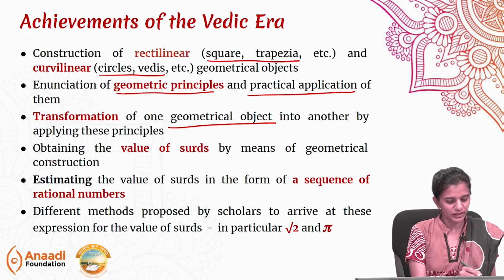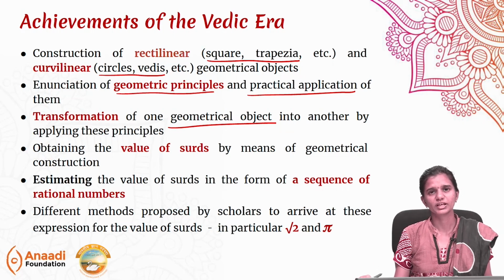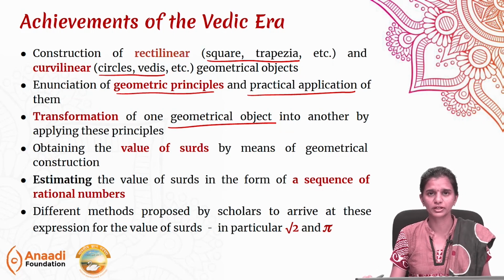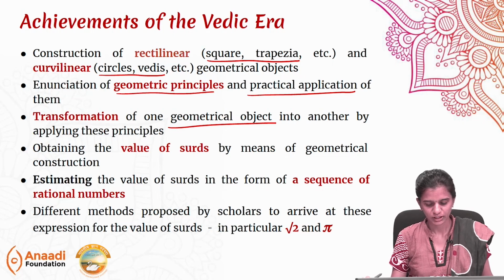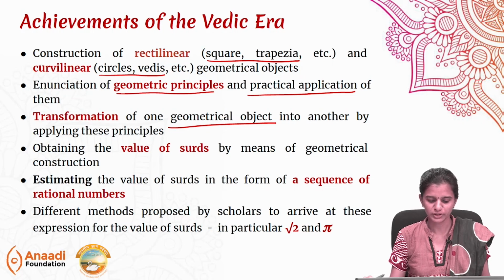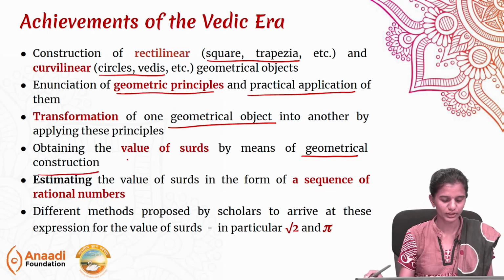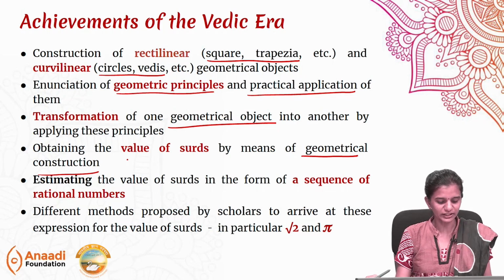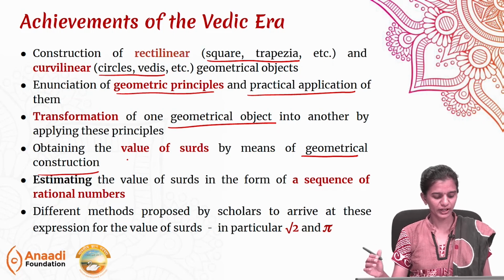Then they obtained the value of surds. Surds means irrational numbers like √2, √3, etc. They obtained the values of these surds by the means of geometric construction. Then estimating the values of surds in the form of a sequence of rational numbers.